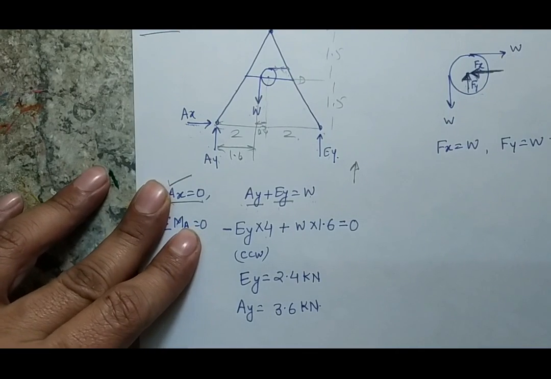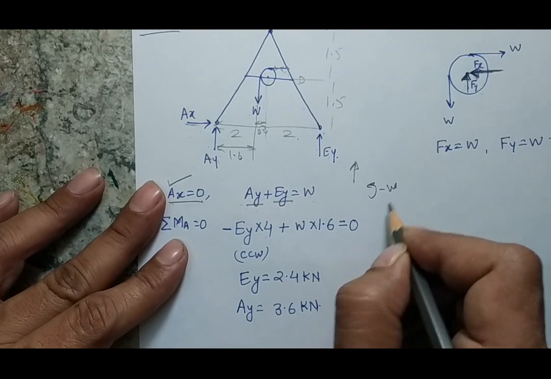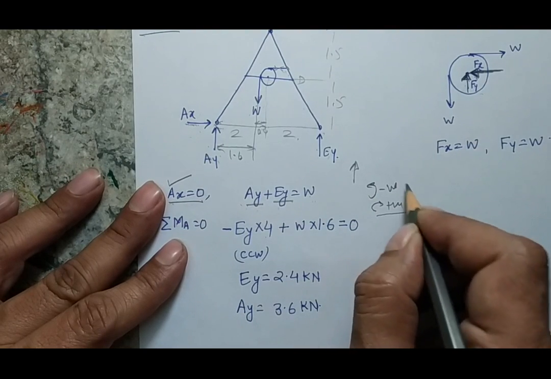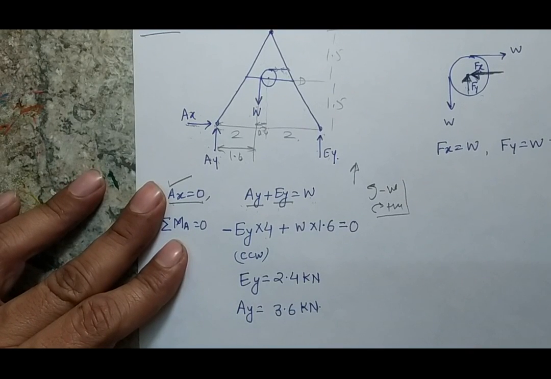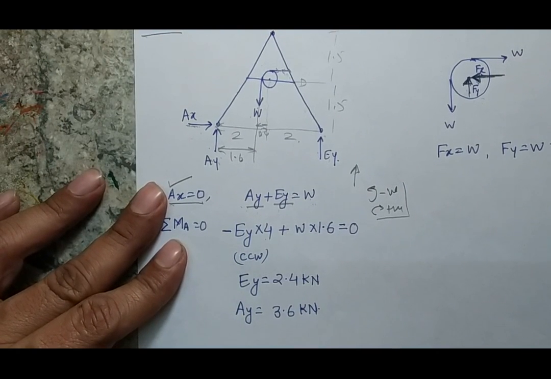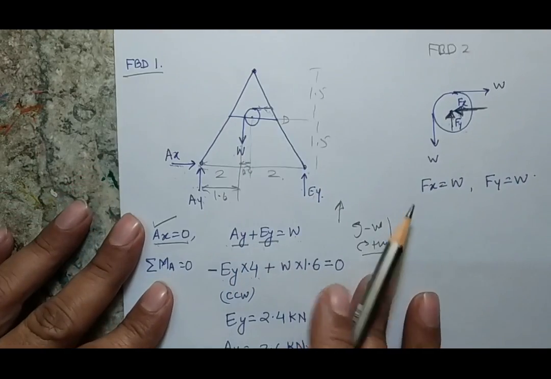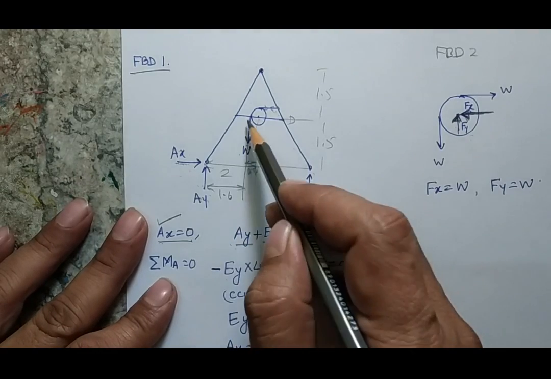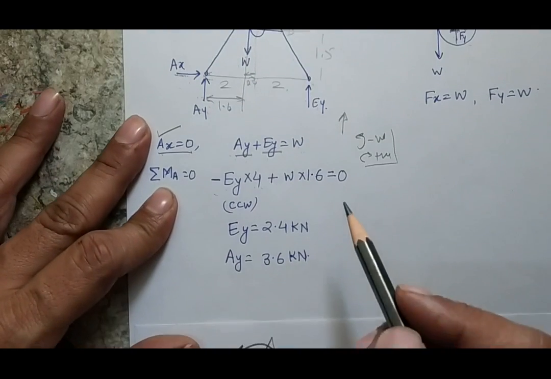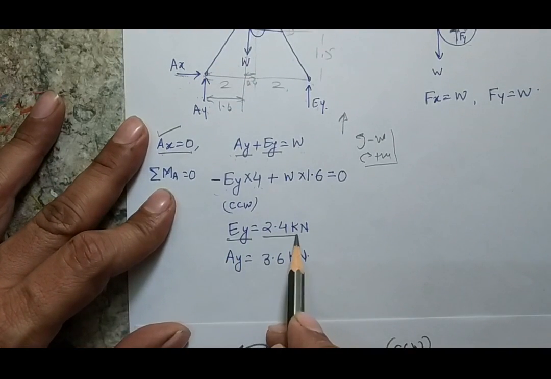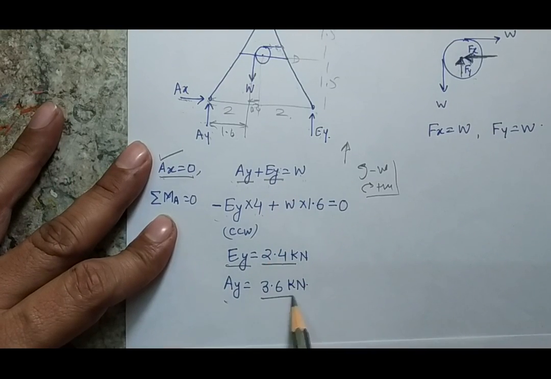Because it is counterclockwise, I am assuming that counterclockwise will be negative and clockwise will be positive. This is the convention which I considered. If you want to take the opposite, it is okay, because ultimately the equation will be the same, only the sign will be interchanged. So my EY into 4, the second force will be W into 1.6, as W is acting in the downward direction, its effect will be clockwise. So this would be my equation. When I solve this equation, I will get that EY will be 2.4, and when I put EY into the force balance equation, I will get that AY will be 3.6.